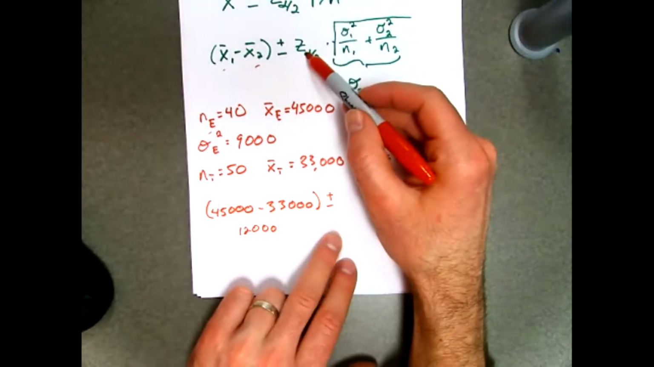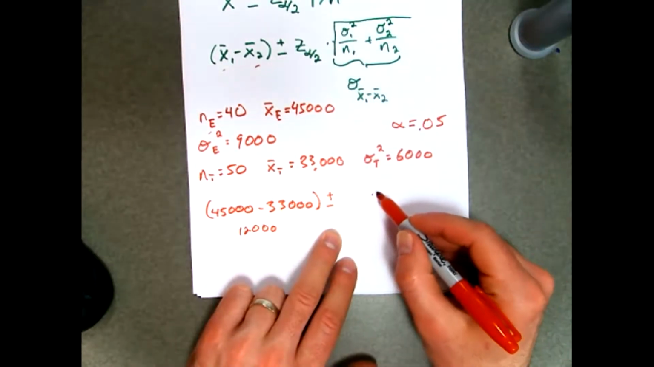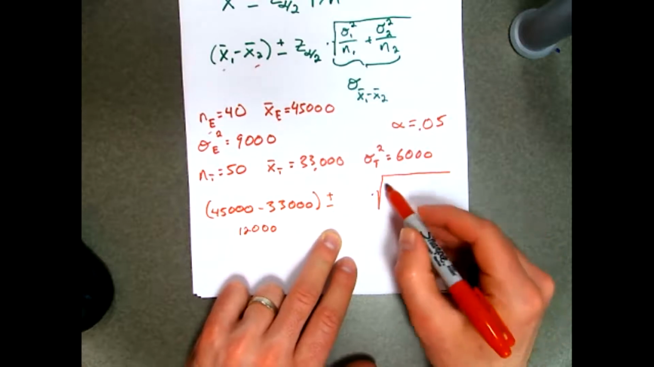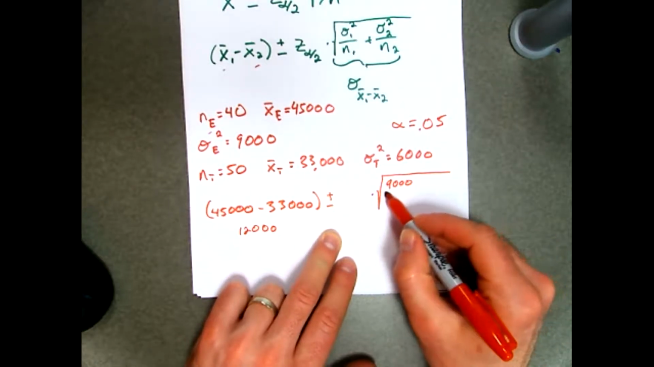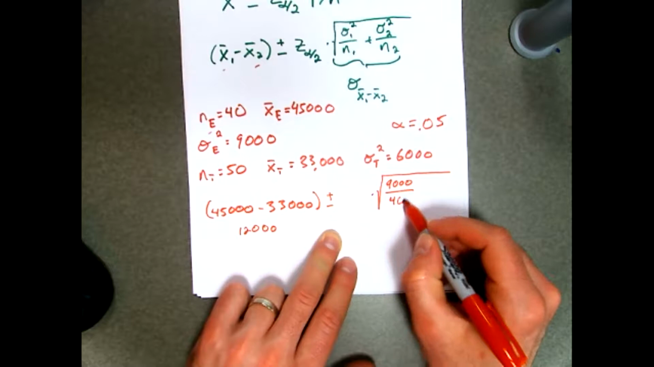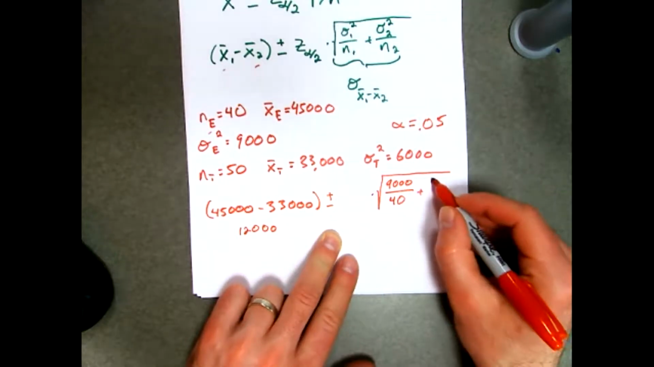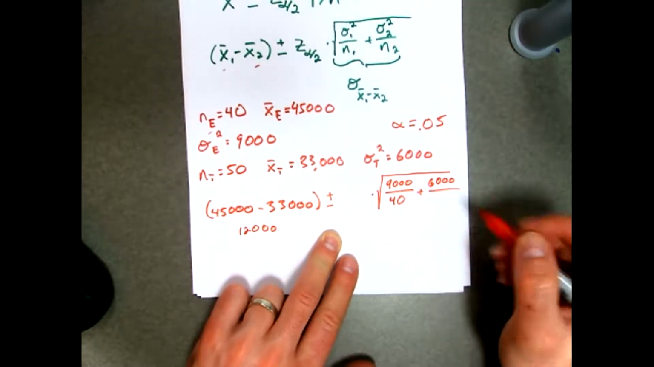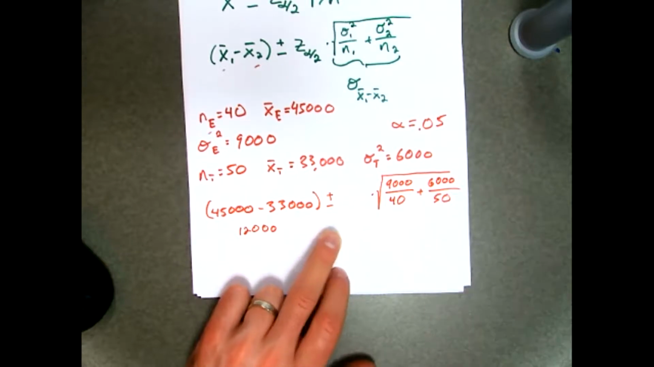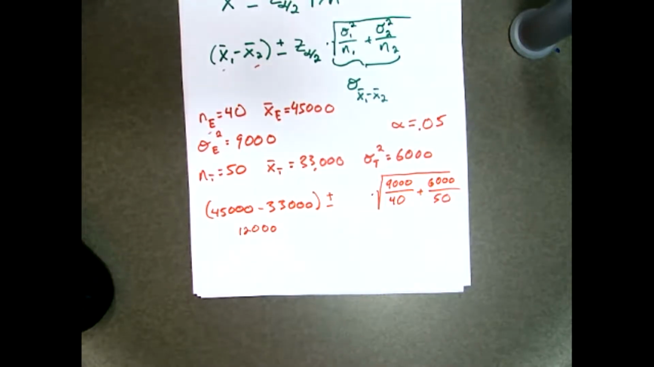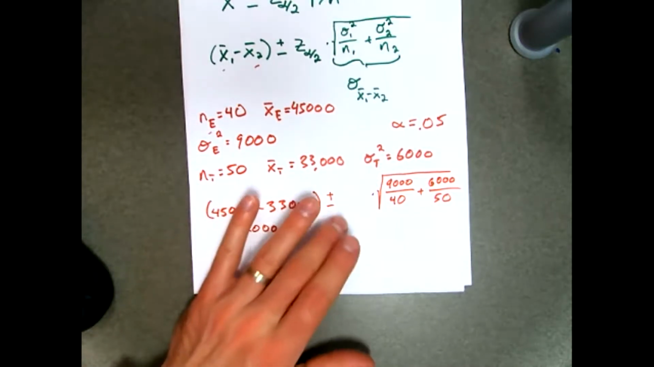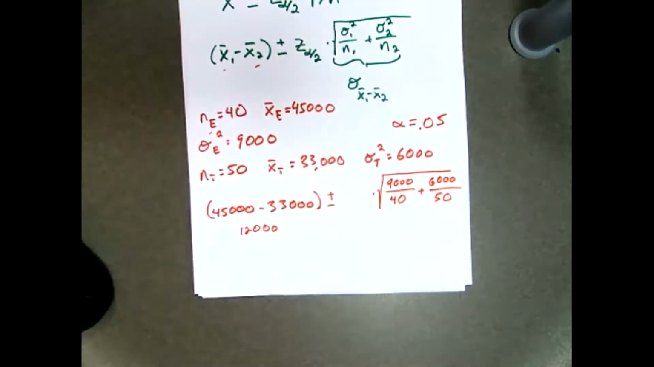We'll need to look this up. We'll do that in a second. But the rest of this is just a matter of plugging our values in. So 9,000 was the variance for econ majors over the sample size for econ majors. 6,000 was the variance for theater majors over the sample size we had, 50 for theater majors. So once I've plugged the values in, the only other thing I need to do to find the confidence interval is get this z value.